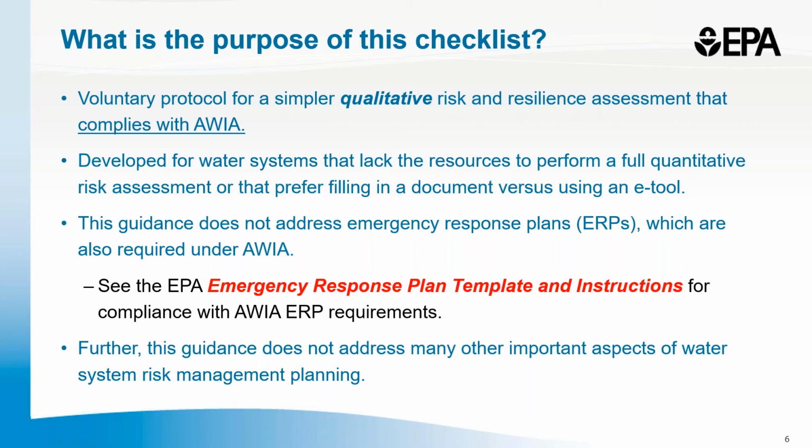So this checklist was developed for water systems that may not have the resources to perform a full quantitative risk assessment, or that prefer filling out a document instead of using an electronic tool. This checklist does not address the emergency response plans, but EPA has developed an emergency response plan template and instructions that I'll talk about in the second half of my presentation. And this guidance does not address other aspects of water system risk management planning that you may also want to address at your utility.